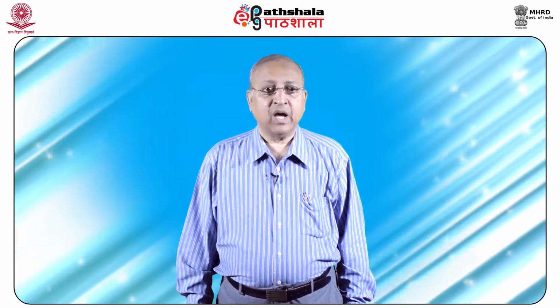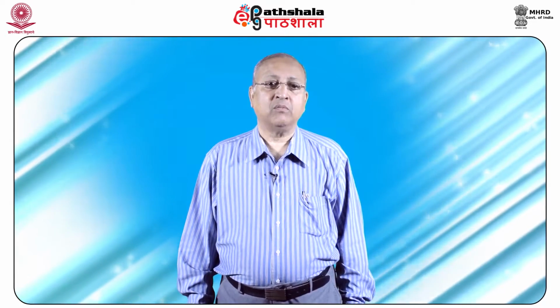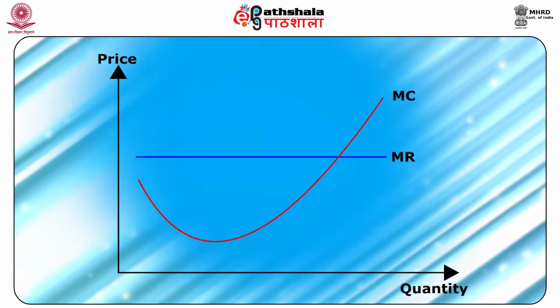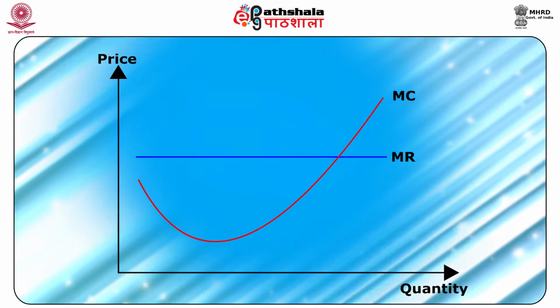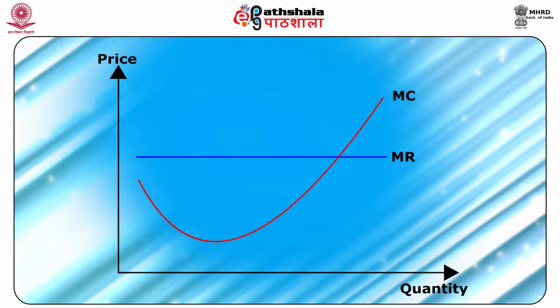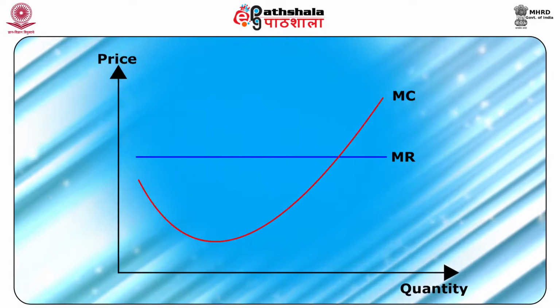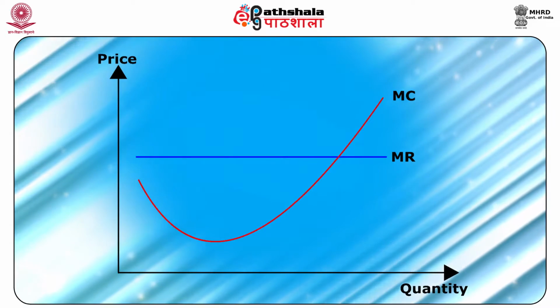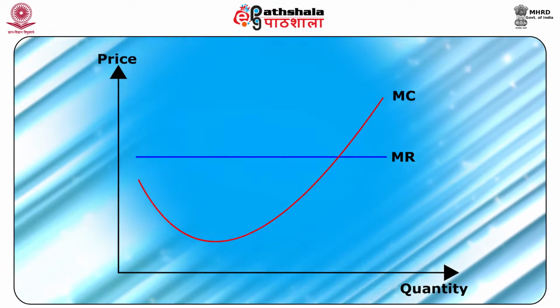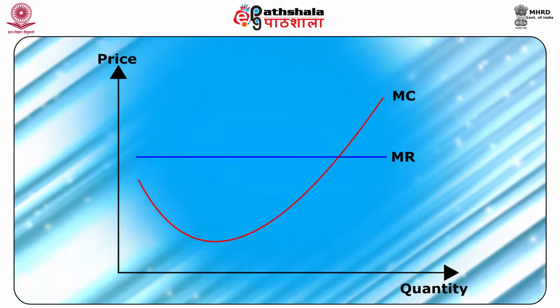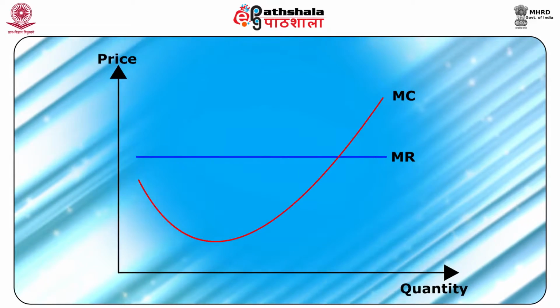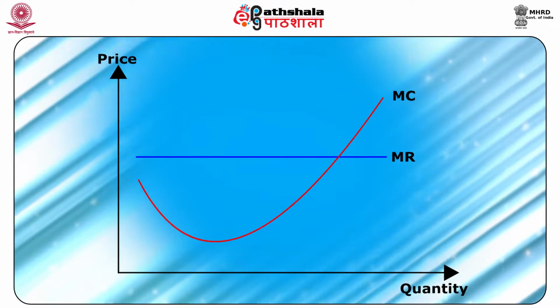Both of these are essential for marginal cost pricing. Under competitive conditions, we know that each additional unit would be sold at the same price, which is the market price or the average revenue. So, under competitive conditions, the marginal revenue would always be equal to the average revenue.